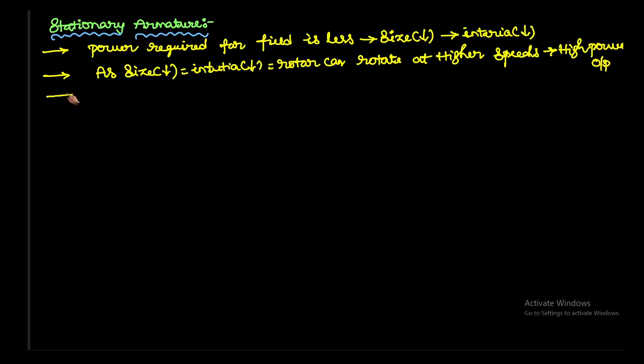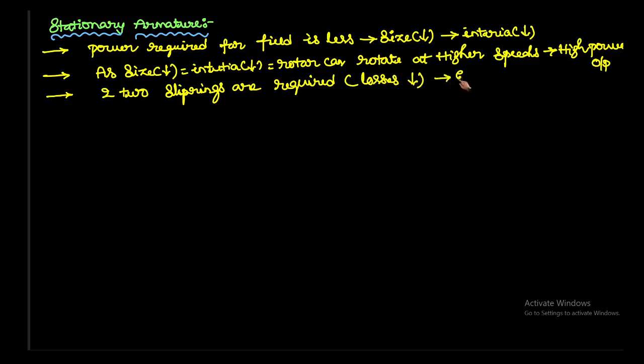And one more thing. As you are giving the input through the slip rings, only 2 slip rings are required. As only 2 slip rings are required, losses will decrease, so efficiency will be improved. That is one other advantage.